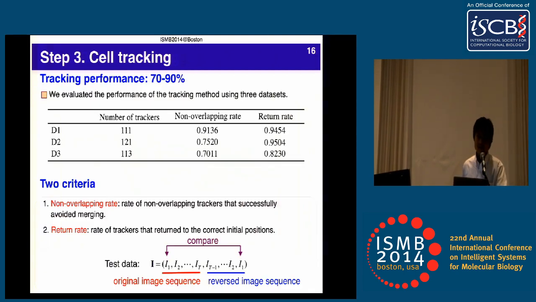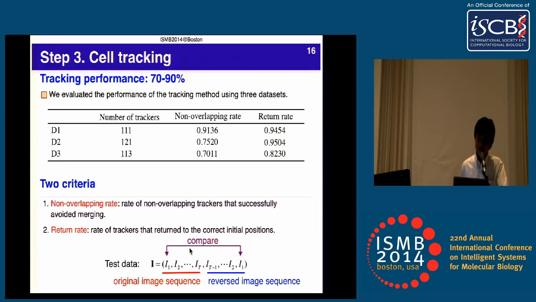We have tested the tracking performance using 3 data sets. As a result, approximately 17 to 19% of trackers could be tracked successfully by the proposed method. For the evaluation, we proposed 2 criteria. One is the non-overlapping rate. And this is the rate of non-overlapping trackers that successfully avoided merging. And the other is the return rate.